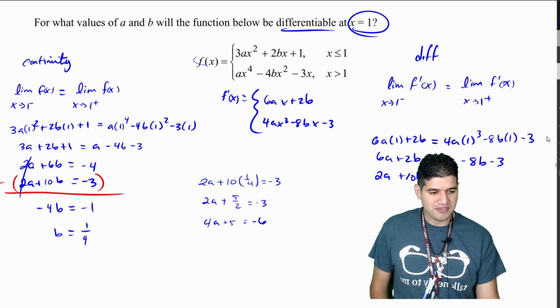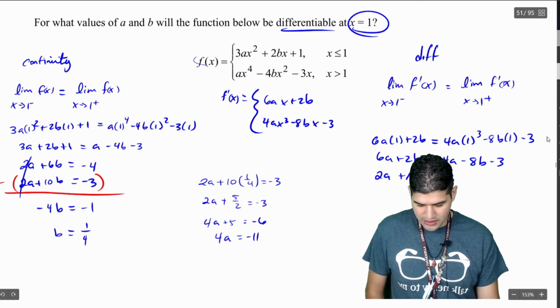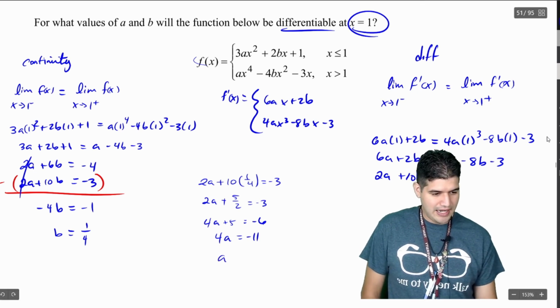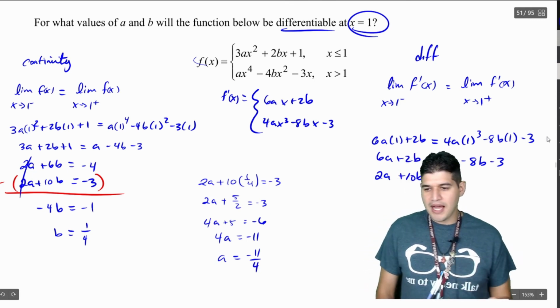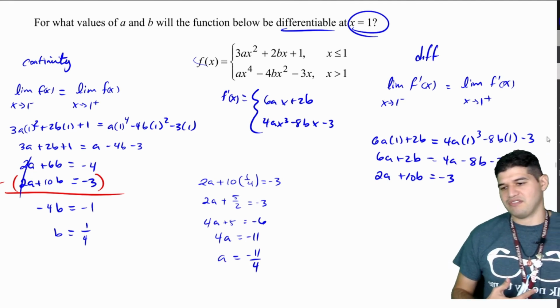And so I subtract 5 on both sides, so I get 4a equals -11. And then I divide by 4, so I get a equals -11/4. And from that, I know that b equals 1/4 and a equals -11/4, okay?